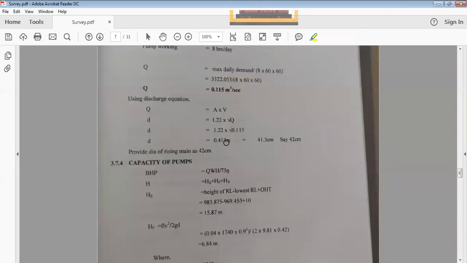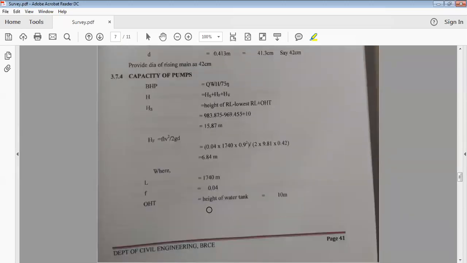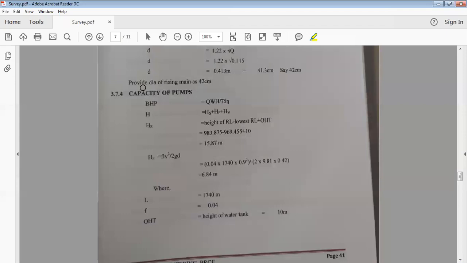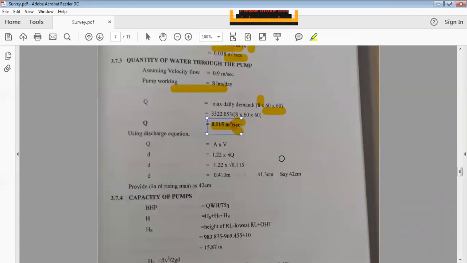Next, coming to this, we try to know the capacity of pumps. So the quantity of water through pumps is this Q. We calculated this, knowing the pump works 8 hours per day, and we do it for a second, so we multiply by 60 by 60 with 8 hours. So we get this much quantity required while the pump is working. Then you know Darcy's equation, Q is equal to AV.